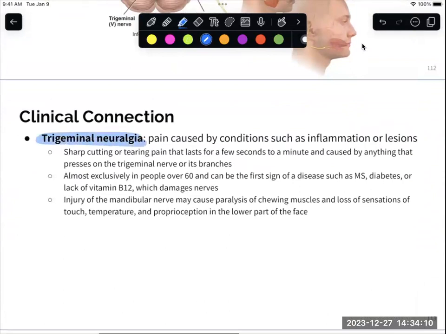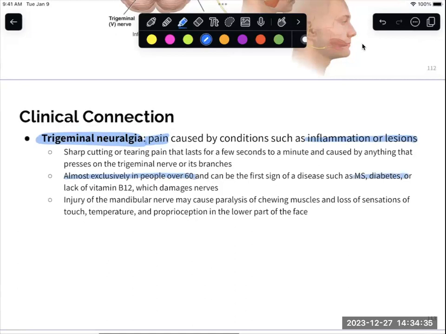This is pain to that trigeminal nerve. Could be from inflammation. It could be because of some sort of lesion. It can be a cutting or tearing sensation, lightning type of sensation carried along that trigeminal nerve. It's almost exclusively for people over 60 years old.